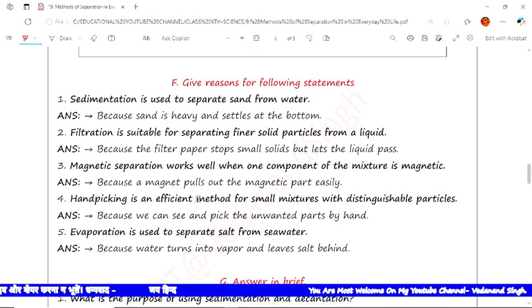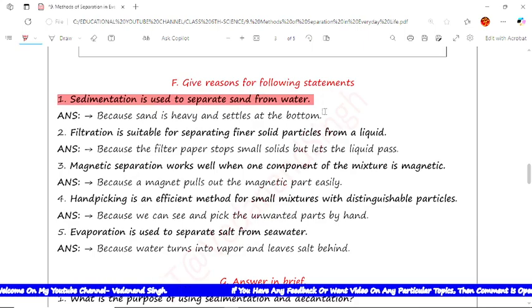Here statements are given. On the basis of the statement, we have to give the proper reason. The first statement is: sedimentation is used to separate sand from water. The reason is that sand is heavy and settles at the bottom.